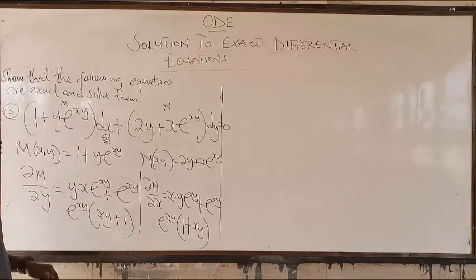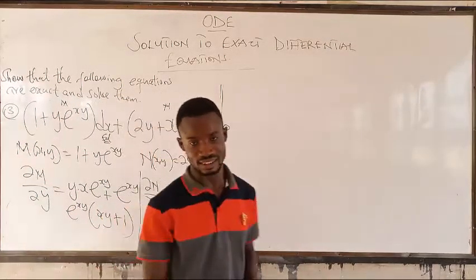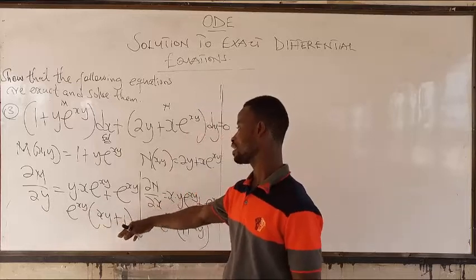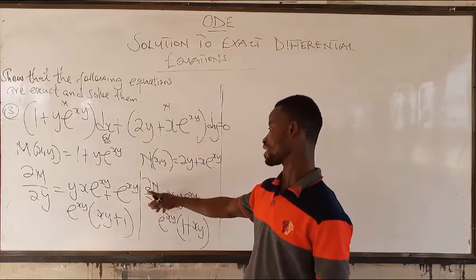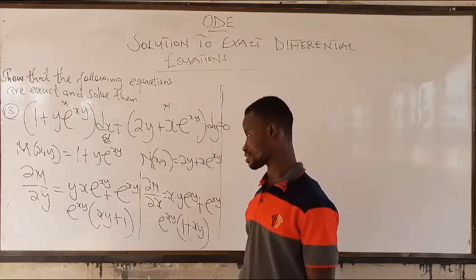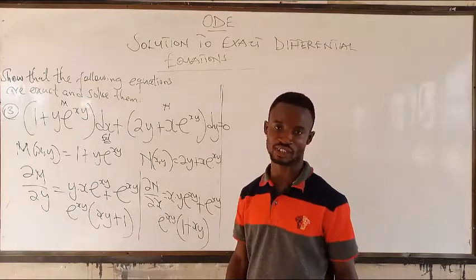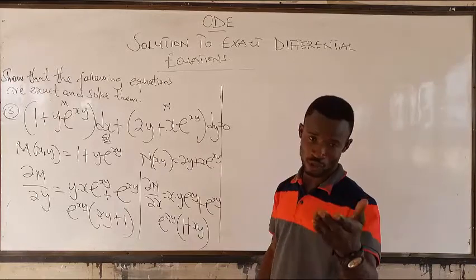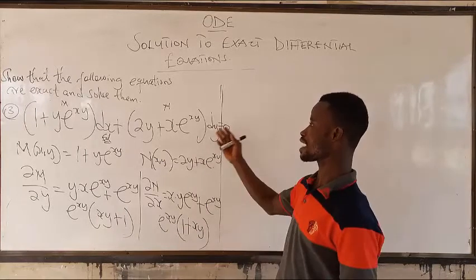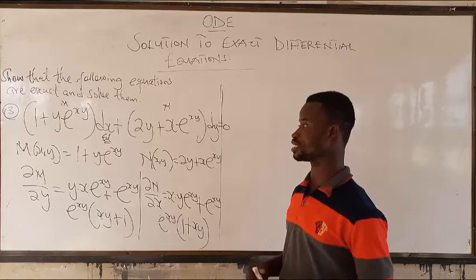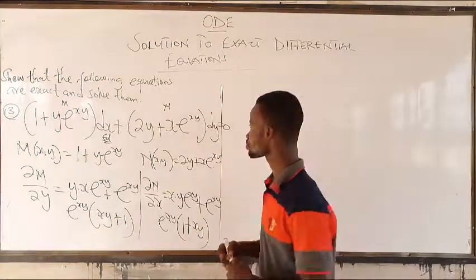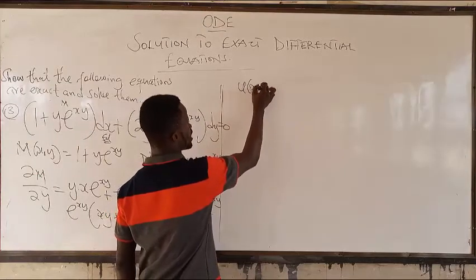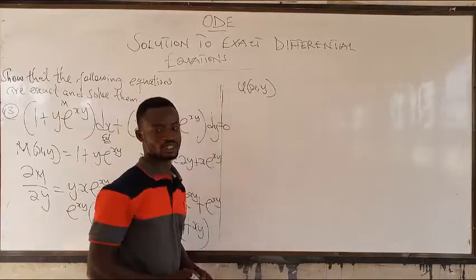So in fact it's exact, because the partial derivative of M with respect to y is the same as the partial derivative of N with respect to x. So this is an exact differential equation. And now, if it's an exact differential equation, then how do we solve it? All right. So I would like you to continue with our next step in finding u(x, y). Let's go and do that.